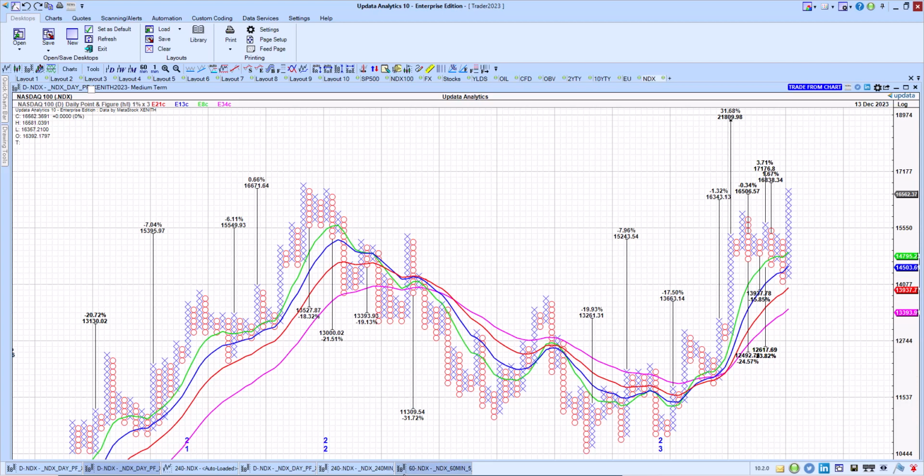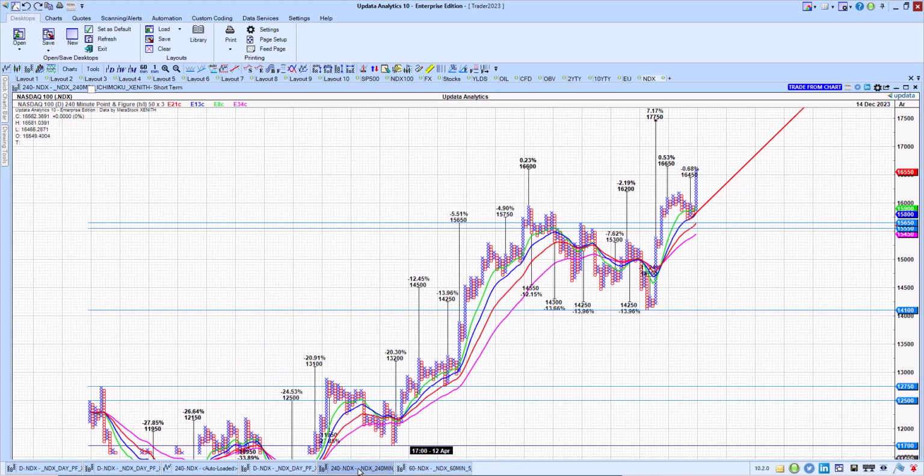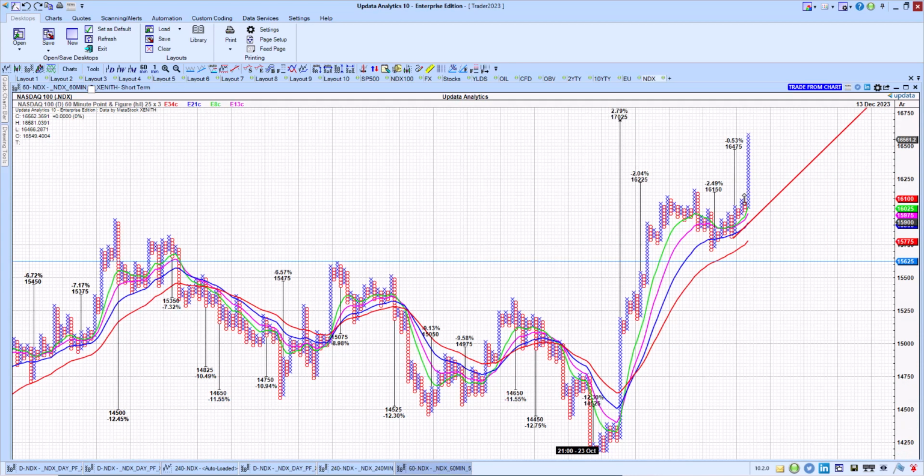Now if we take a look at the 4-hour point and figure chart and the 60-minute one, you can see now a solid uptrend. 16,450 was taken out. The 16,650 is the next one to look at. 162 and 166, these are all upside targets on the 4-hour point and figure chart. And then if we look at the 60-minute one, it took out a couple of targets here. Nice rebound here from the 21-day exponential moving average on the point and figure.